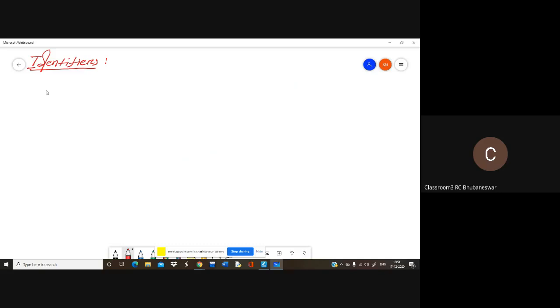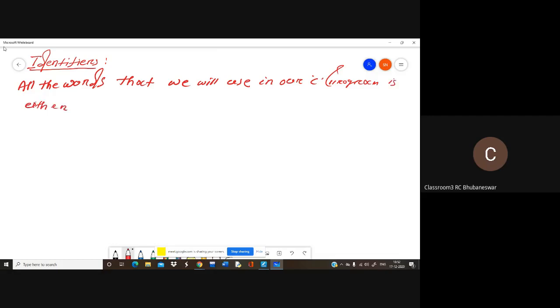the definition is clear. What is the meaning of identifier? Now all the words that we will use in our C program are either a keyword or an identifier. Clear everyone? Keywords are 32, resolved. It will be either a keyword or an identifier.